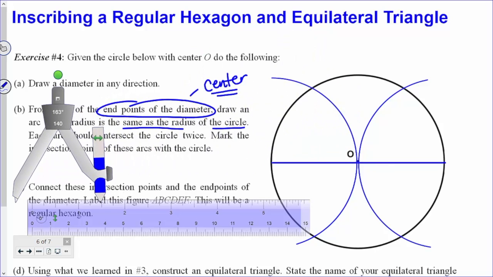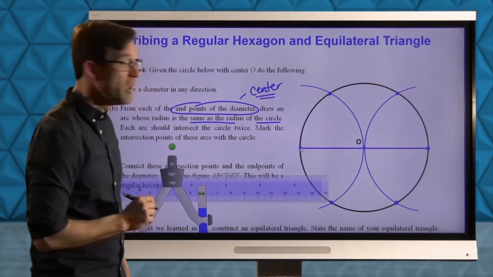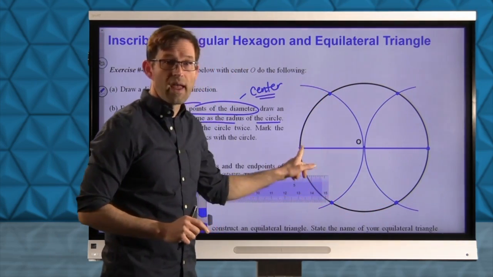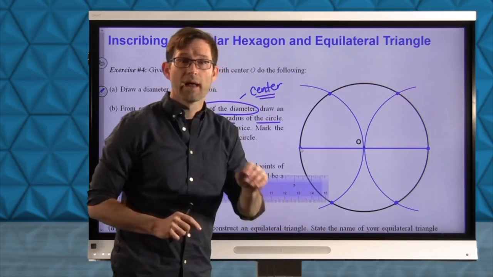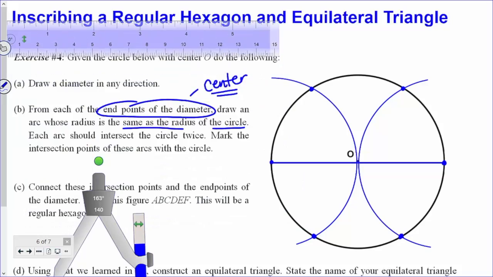Okay. It says mark the intersection points of these arcs with the circle. So here we go. I didn't mark the endpoints of the diameter, so I'm going to do that right away. Okay. And notice, if I mark the intersections of the arcs and the endpoints of the diameter, I have 6 total points. Exactly what I need for that hexagon.